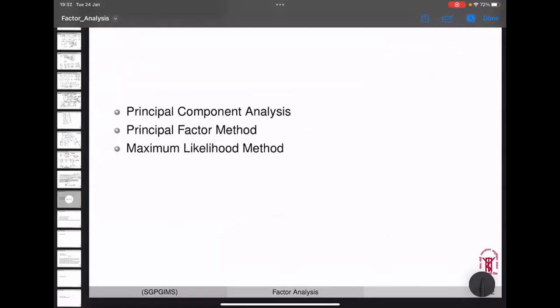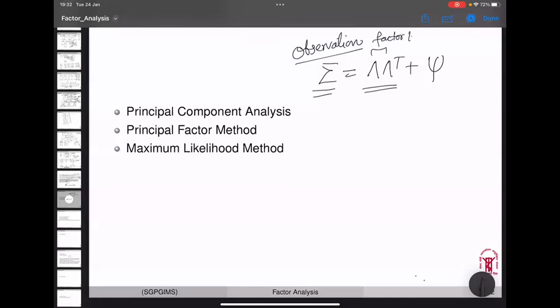Now, as I told you, we have this equation. So this is our variance covariance matrix, and this is also observable. And this delta delta transpose is the factor loadings matrix, and this is unobservable.